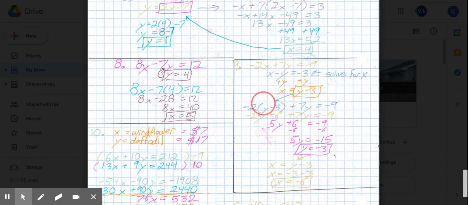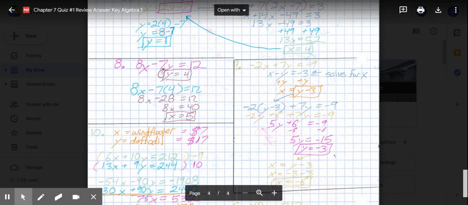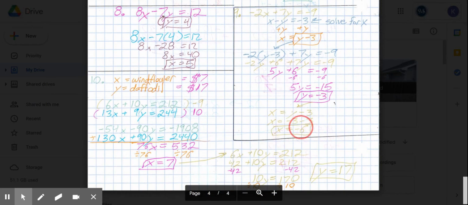Distribute the negative 2, negative 2y plus 6, plus 7y equals negative 9. Combine the y's, negative 2y and 7y is 5y. So 5y plus 6 equals negative 9. Subtract 6 from each side. 5y equals negative 15. Divide by the 5, and y equals a negative 3. Now we can take that negative 3, and I'm going to put it back in here for y. So x would equal y minus 3, or negative 3 minus 3 more, meaning x equals a negative 6. So our answer there would be negative 6, comma, negative 3.